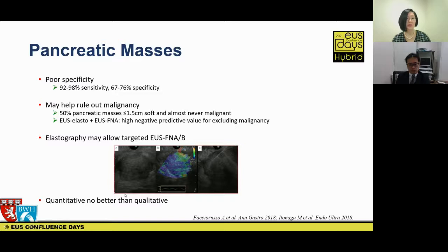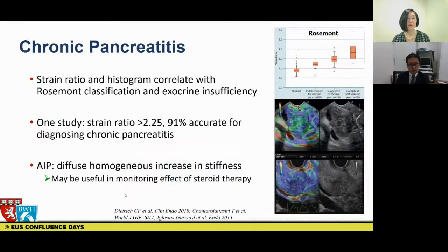And also, interestingly, studies have shown that the attempts to quantify strain elastography do not lead to any better results than the qualitative elastography. For chronic pancreatitis, strain ratio and histogram seem to correlate with the Rosemont classification and presence of exocrine insufficiency. And the top right chart is taken from one of these studies where you can see the strain ratio on the y-axis. And on the x-axis, you see the 4 categories of the Rosemont classification.